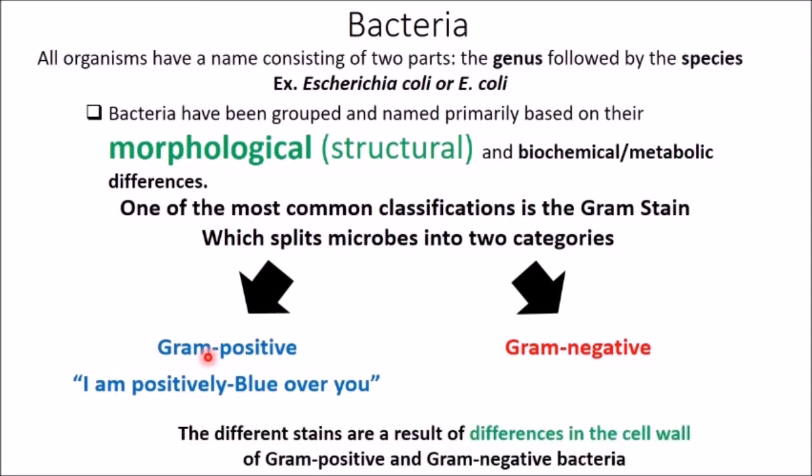Okay, and the different stains are results of the differences in the cell wall of gram-positive and gram-negative bacteria, which we're going to go through next. But you should appreciate the fact that, and you don't have to understand how exactly it happens, it's due to the differences in the cell wall that one cell takes up the gram-positive stain, the crystal violet stain, and the other cell doesn't take up the stain but takes up the safranin stain.